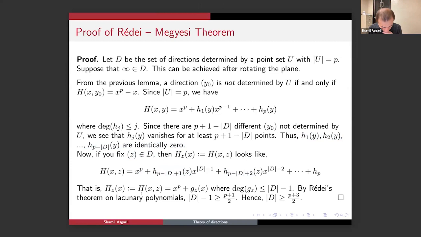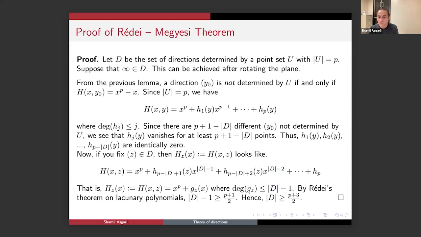But this is great, because now we have a polynomial of this type. What is the shape of this polynomial? Let me call it h_z(x), because it's really a polynomial of x depending on z, where z is just a fixed direction. We've written this polynomial in the form x^p plus g_z(x), where g_z has degree at most |D| minus 1. That's because in terms of the variable x, the powers of x are decreasing, and the biggest power of x remaining is |D| minus 1.